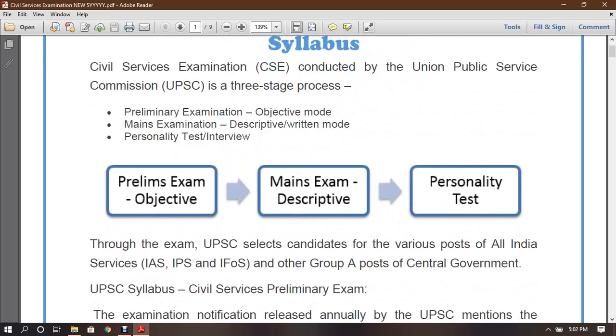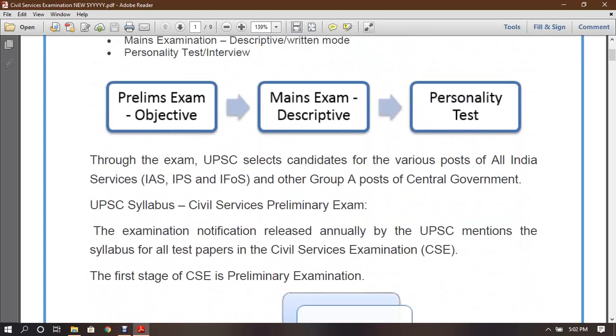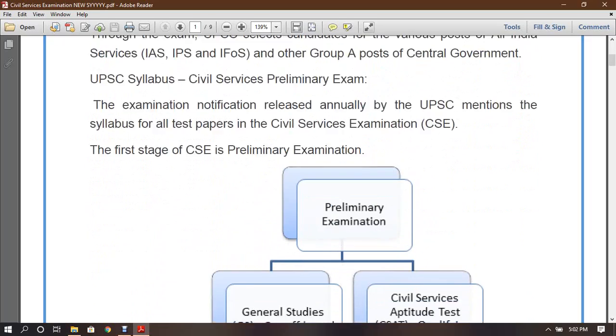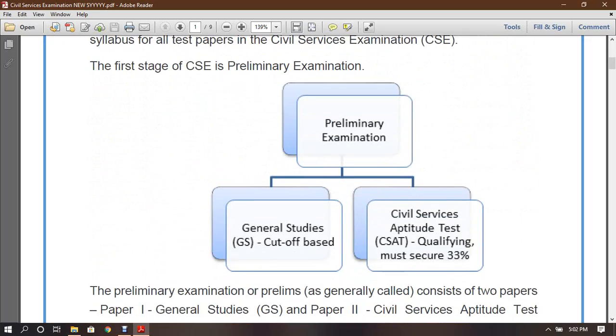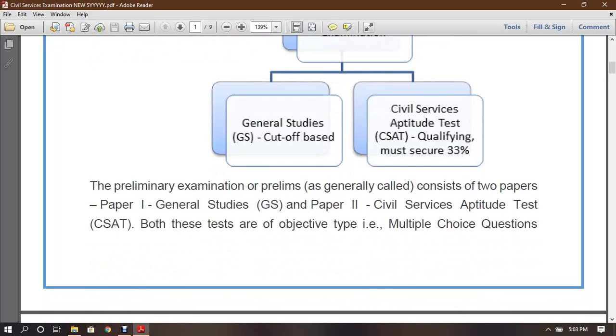First, we will explain how to crack the preliminary examination and its syllabus. The preliminary examination contains two papers. One is the General Studies first paper, the second one is the CSAT paper. The CSAT paper is only qualifying, with 33% of marks required. The General Studies first paper is based on 200 marks, and the cut-off mark is between 90 and 120.